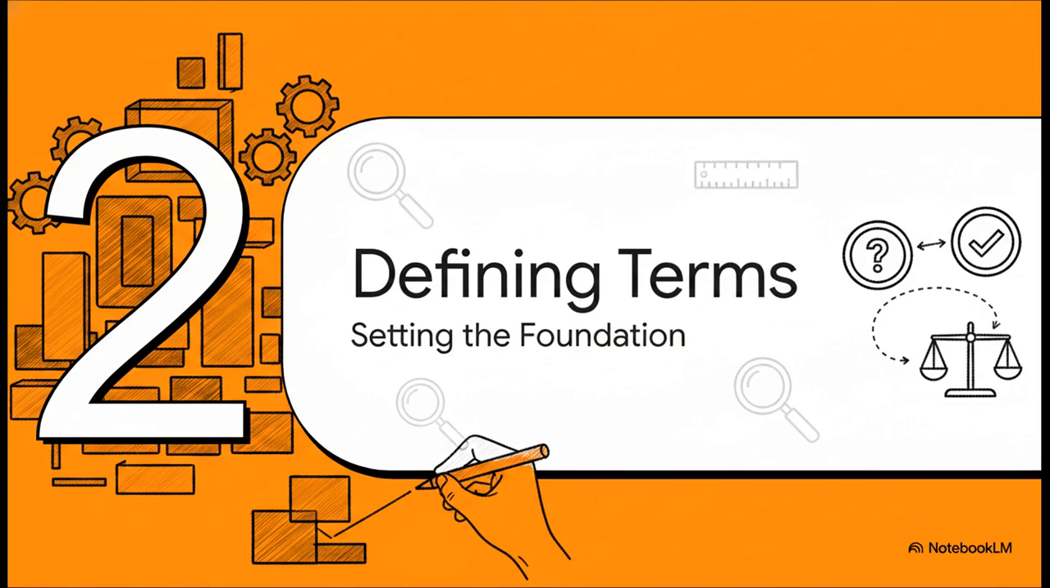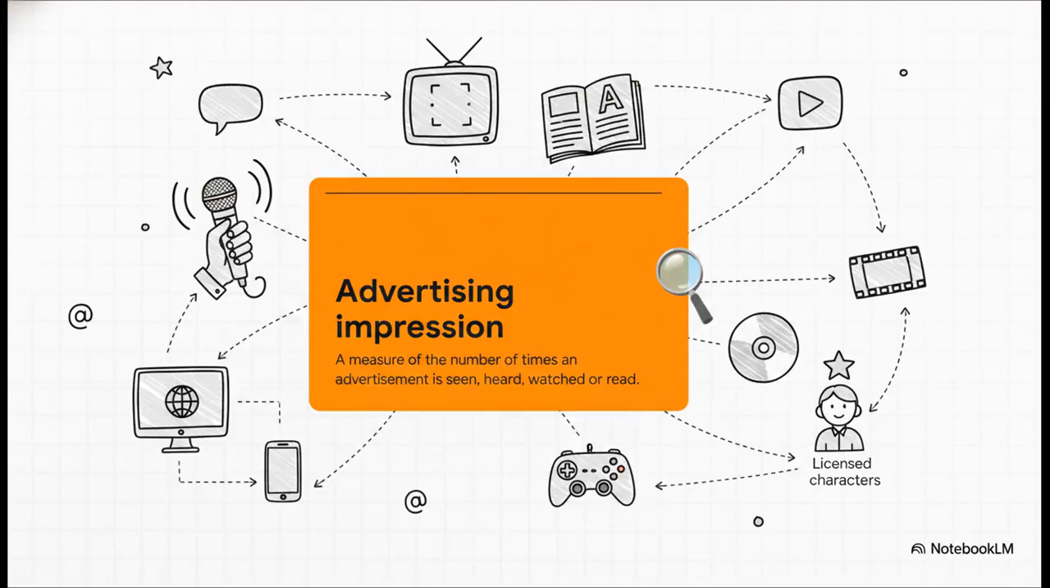Moving right along to Section 2, defining the key terms. We need to set the ground rules before doing any math. Now, according to the standard, an advertising impression isn't just your traditional TV commercial or a glossy magazine ad. The net they cast here is incredibly wide. We're talking internet ads, mobile apps, interactive video games, film tie-ins. Heck, even that licensed cartoon character smiling on a juice box absolutely counts. It's a comprehensive approach, really designed to capture the reality of modern multi-channel marketing.